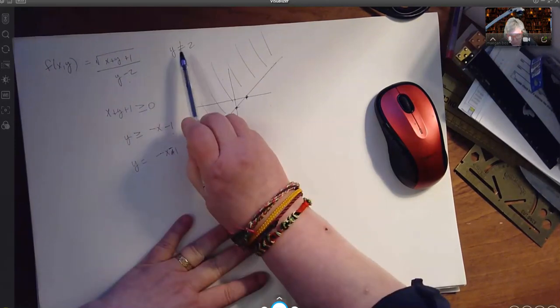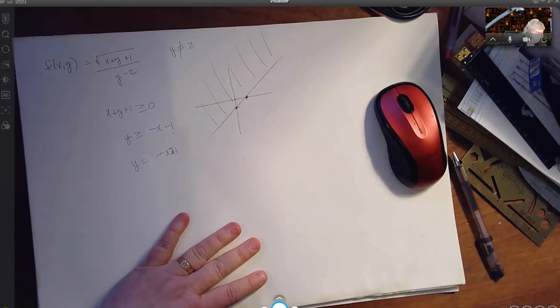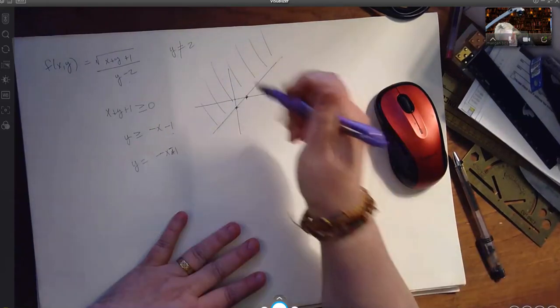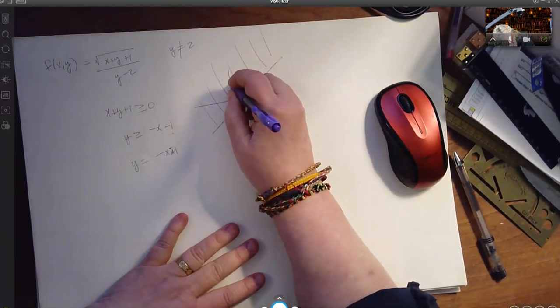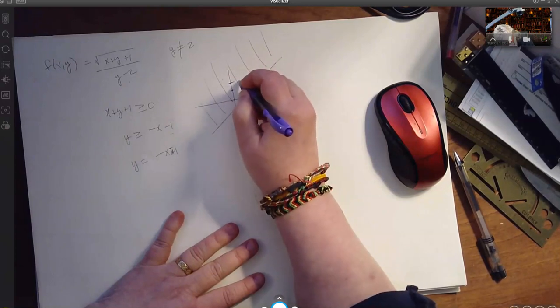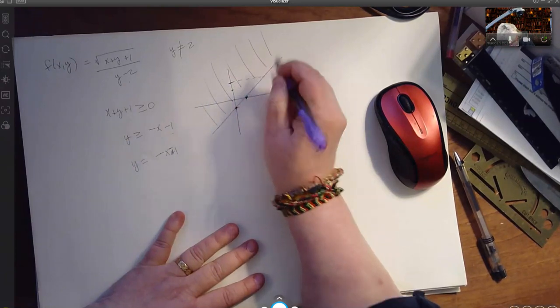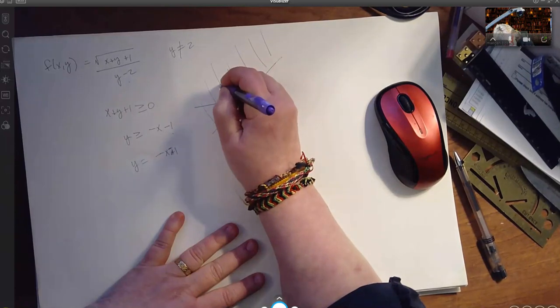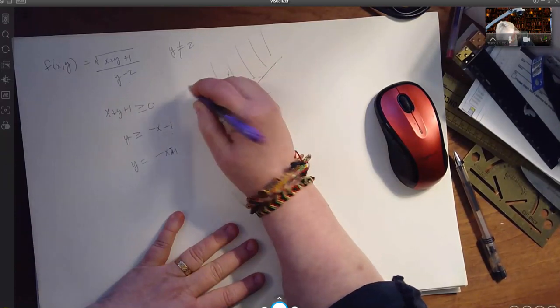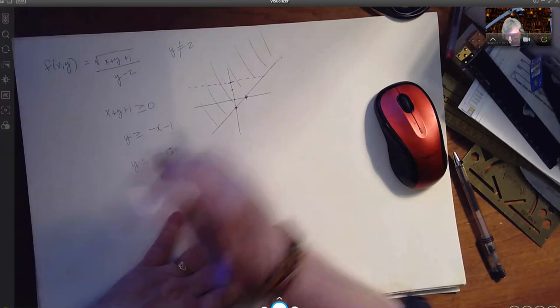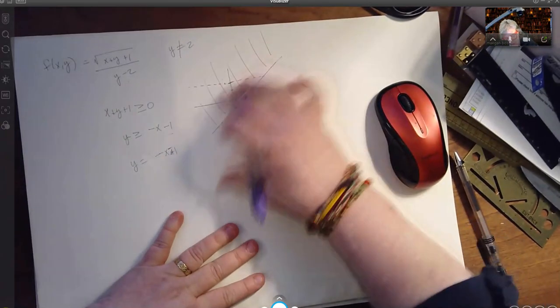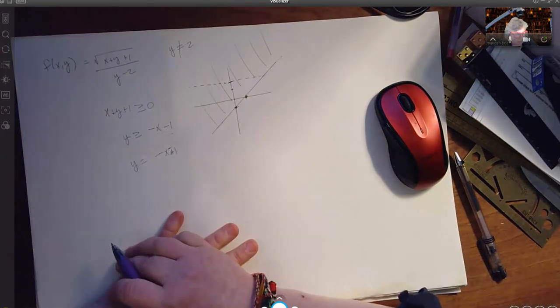Now we also have to throw away where y equals 2. I'm just going to put a dotted line here. Don't need to go that way because we've already thrown that part out. So that's the domain of this function: anything up here in this half plane that's colored, except for what's on the purple dotted line.